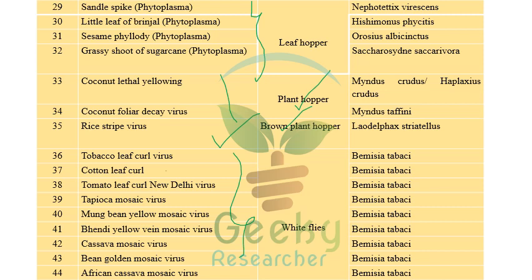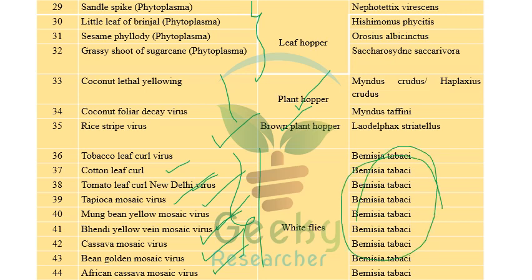And tobacco leaf curl virus, cotton leaf curl virus, tomato leaf curl virus, tapioca mosaic virus, mung bean yellow mosaic virus, bhendi yellow vein mosaic virus, cassava mosaic virus, bean golden mosaic virus, African cassava mosaic virus, all are transmitted by whiteflies. All are transmitted by Bemisia tabaci species.